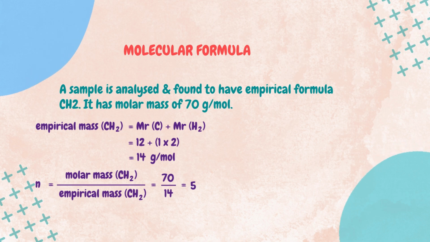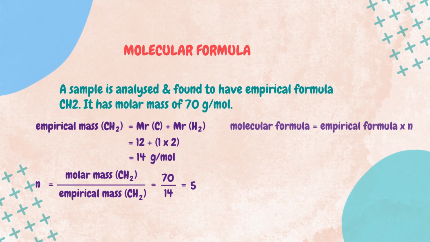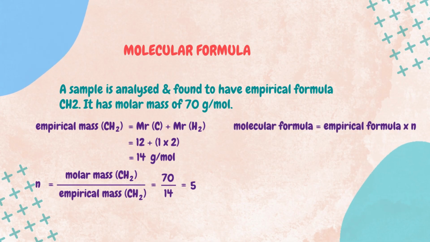This final formula represents the actual number of each type of atom in a molecule. Molecular formula is equal to empirical formula times N. The empirical formula is CH2 and N is 5. Then the molecular formula is equal to C5H10.